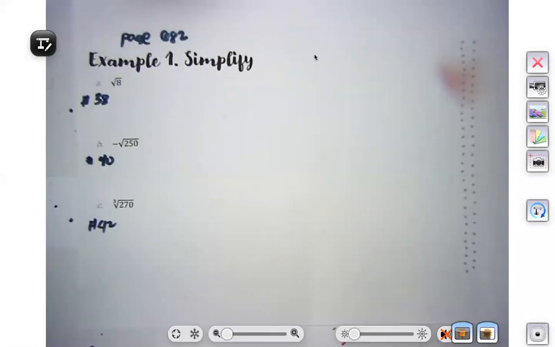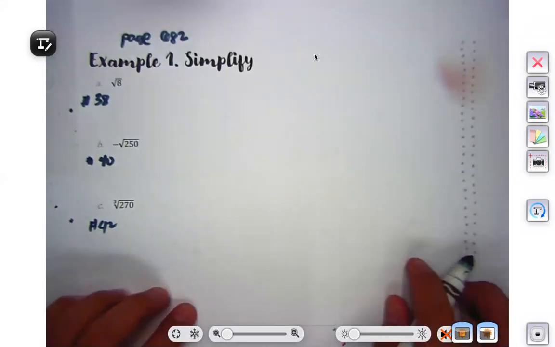So here's our first set of examples. Let's start with letter A. Let's simplify the square root of 8. We know that 8 is not a perfect square. It's a perfect cube, but we're not looking for the cube root. We're looking for the square root of 8. So it's going to be irrational because 8 is not a perfect square.